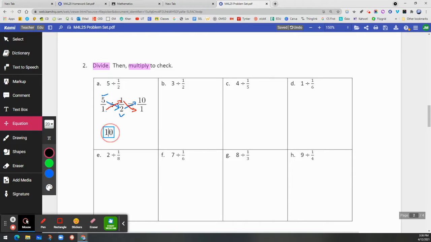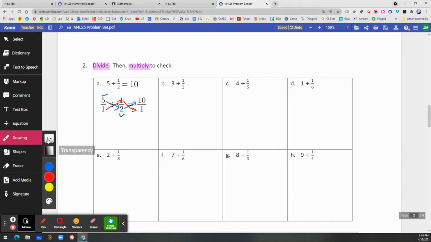So we're going to place the answer where it needs to be. Let me just put an equal sign here, and so 5 divided by 1/2 equals 10 halves. Okay, so that's how you divide this problem. Now, how do you check with multiplication?